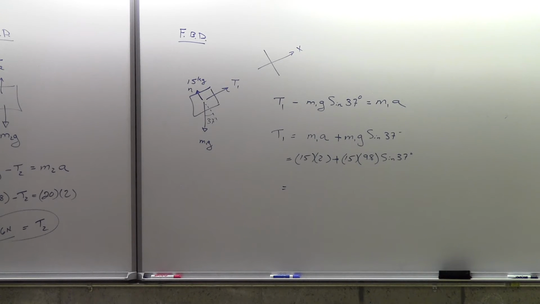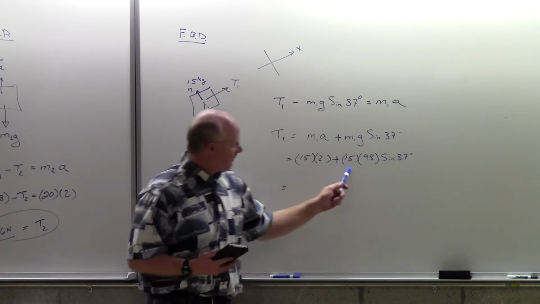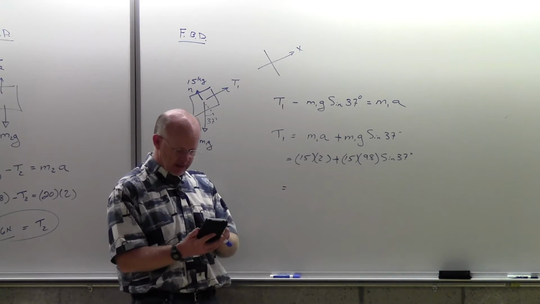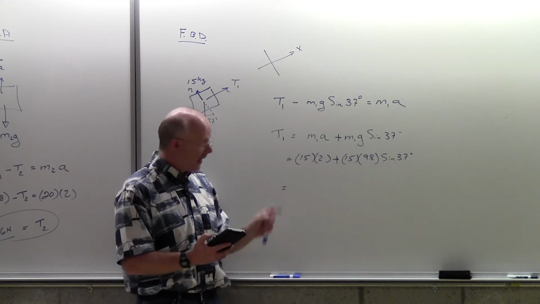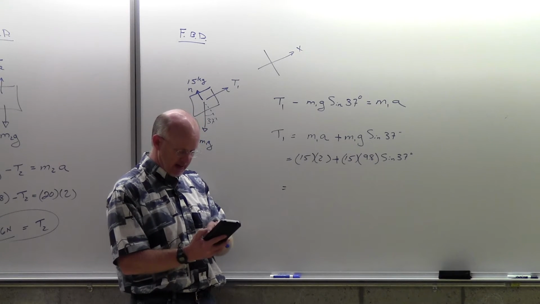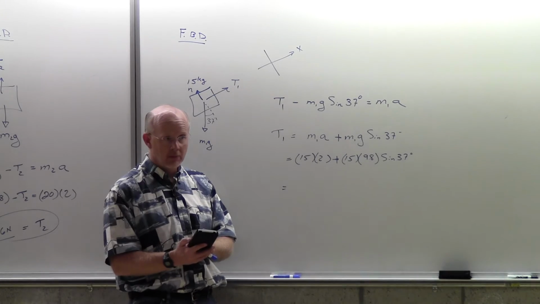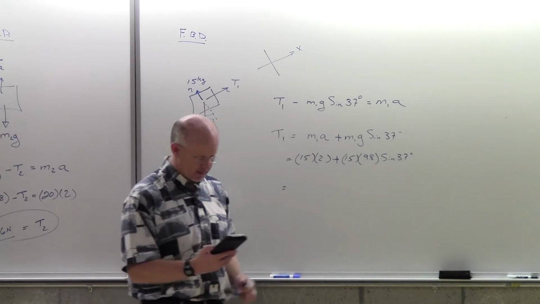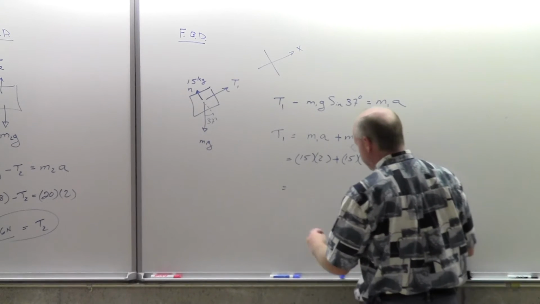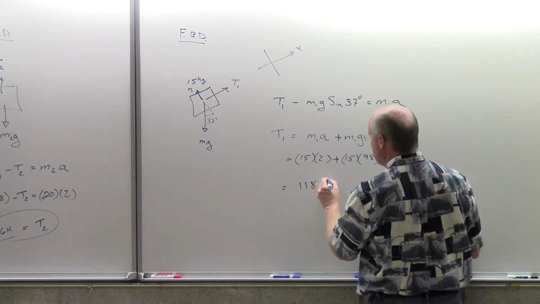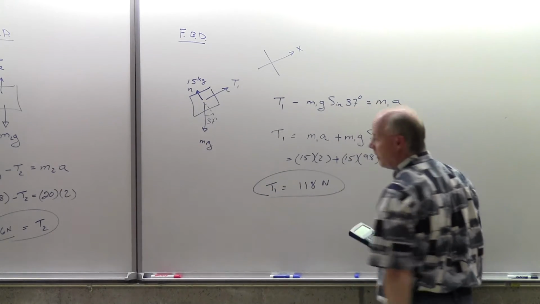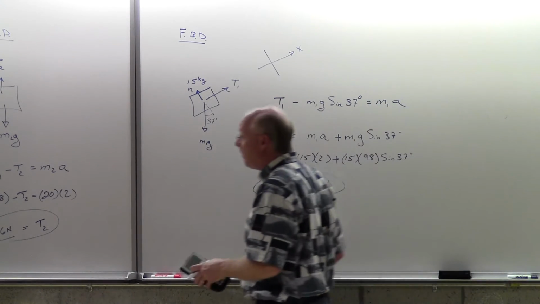Yeah, it's got to be the tension enough to overcome gravity plus a little bit more to accelerate it up the hill. So this is the part from gravity to balance it. This is the part that accelerates it up the hill. So 15 times 2 plus 15 times 9.8 times sine of 37. Well, sine of 37, isn't that the 3, 4, 5 right triangle? So it must be 3 over 5. Well, anyways, sine 37. And so this must be 118 newtons for T1. And that's really what part A was about.